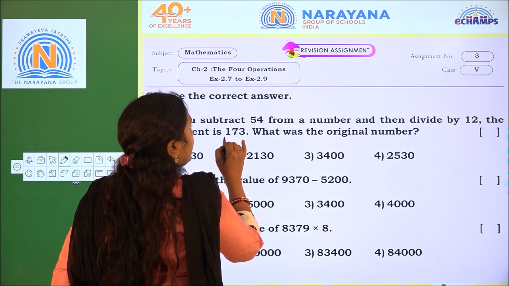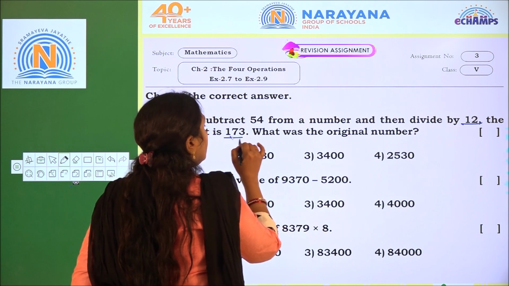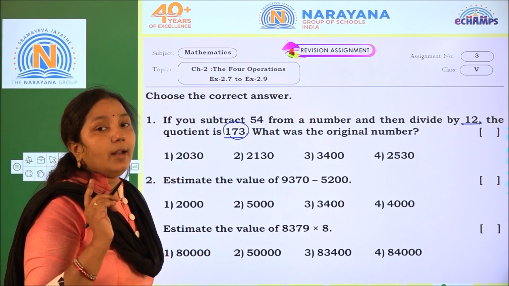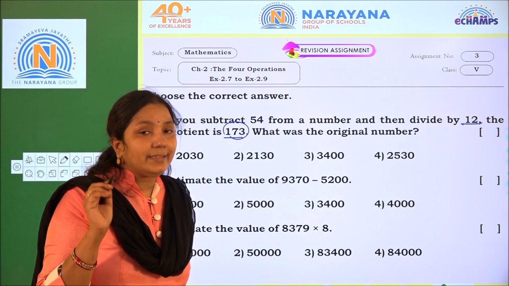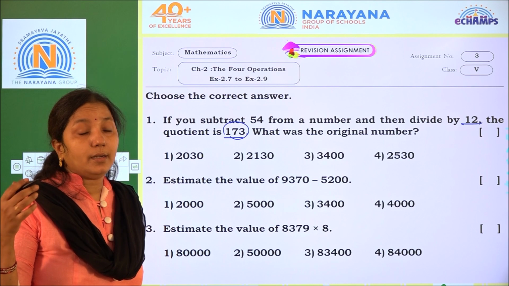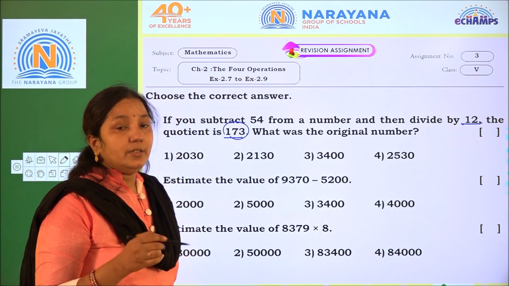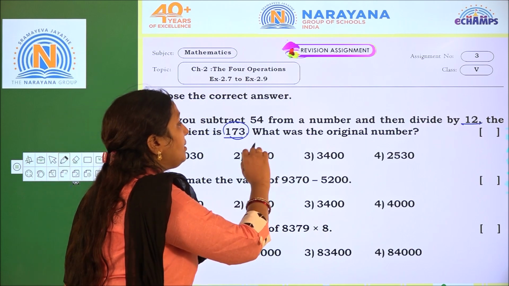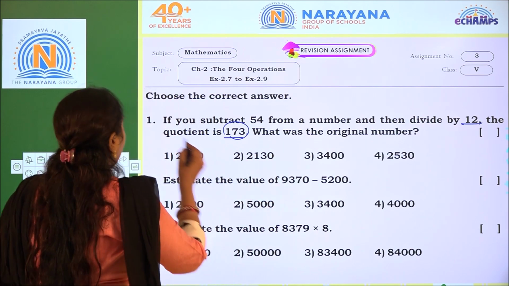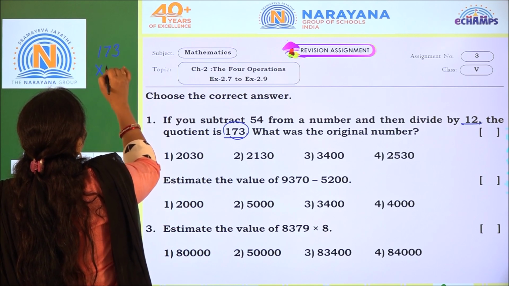That means first we are dividing the number by 12. So what is the quotient? That means 173. So we already know that one. How do we get the dividend? Dividend equals quotient into divisor plus remainder. So here we have to multiply 173 into 12.